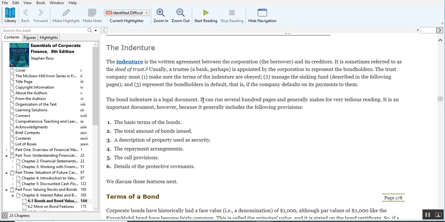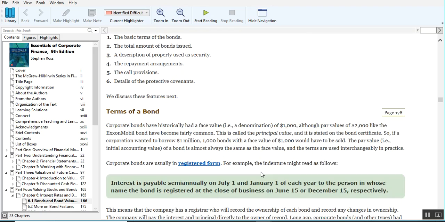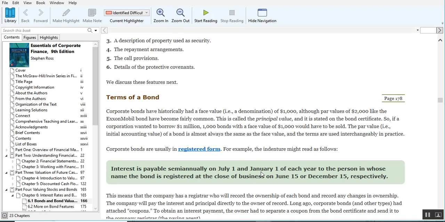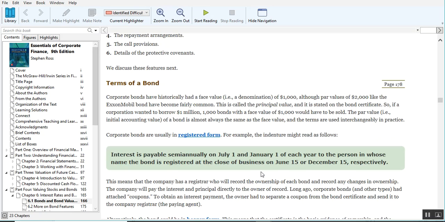And while it's a very big and dense document, like they say here, it is very tedious reading, and I know I've read a few of these. I've examined a few bond issues in the past, so I can tell you it is very tedious reading. Now, most of the corporate bonds are issued with that $1,000 historic denomination, although there are par values that have become common, like 2,000 at ExxonMobil. These are the principal values.